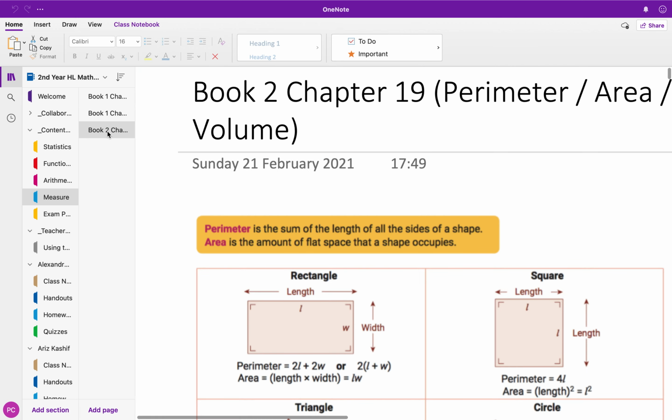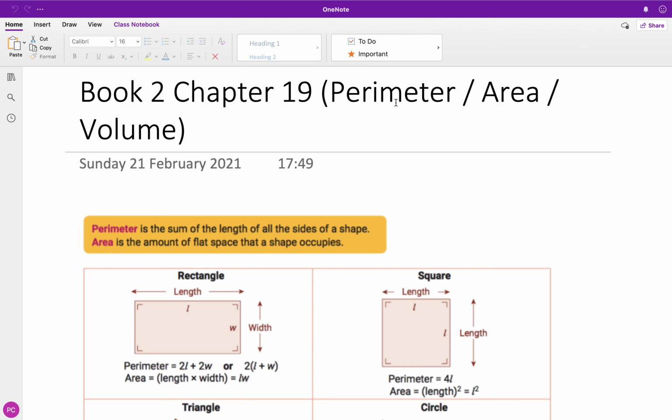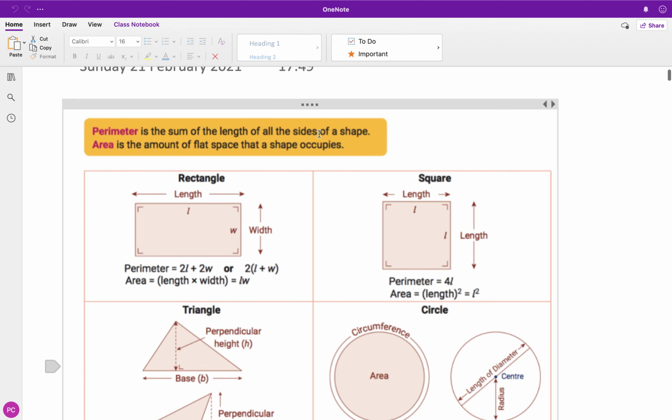Today though, we move on to the higher level, so back to book number 2, chapter 19, which is applied measure, but they call it perimeter area volume. So we've done perimeter area volume, it's the same thing. So just a few reminders, and I've put on a few notes here for you.